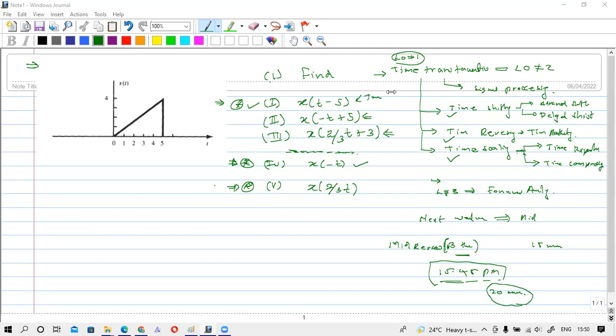Okay, so we will go to the question. You can see that we have been given a signal. Actually, signal means this is a graph. This is nothing but a graph. This is a y equals mx plus c type graph.